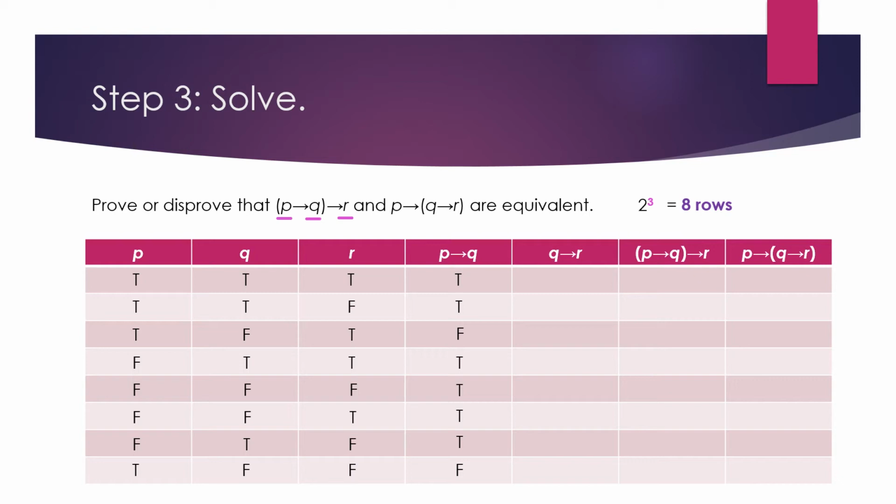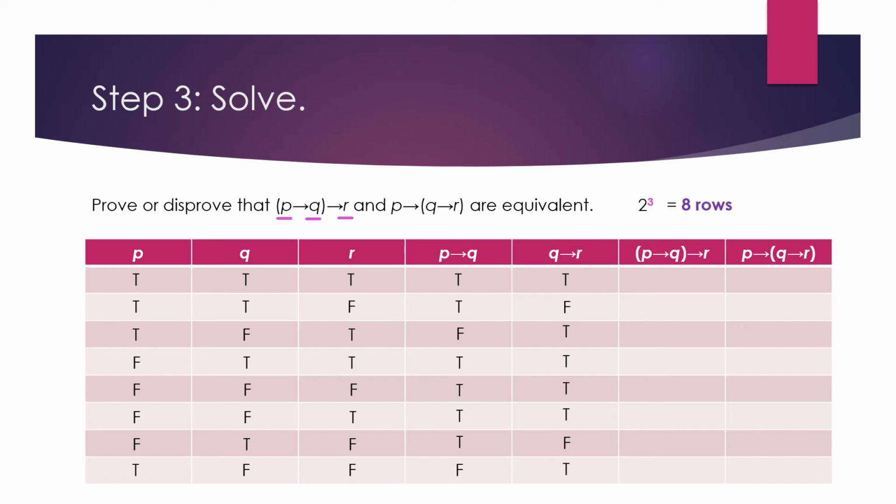For the next column, this is another conditional statement, except now it is if Q then R. The same reasoning I just explained for the previous column can be used to determine the truth values for this column. If Q and R are both true, then the conditional statement is true. If Q is true and R is false, then the conditional statement is false. Finally, if Q is false, then no matter what R is, the conditional statement is true.